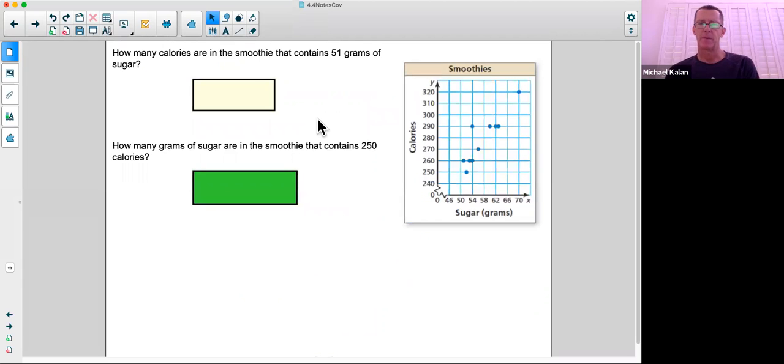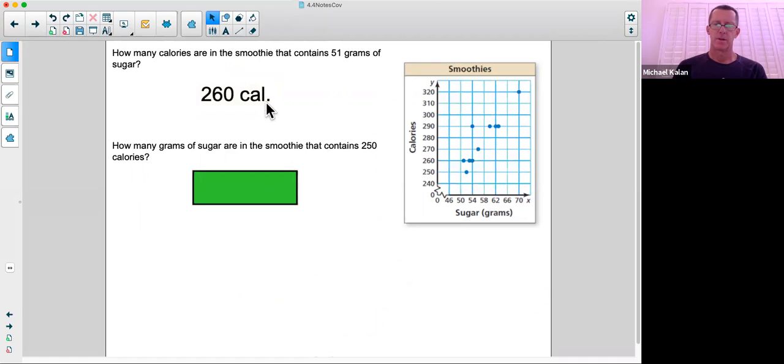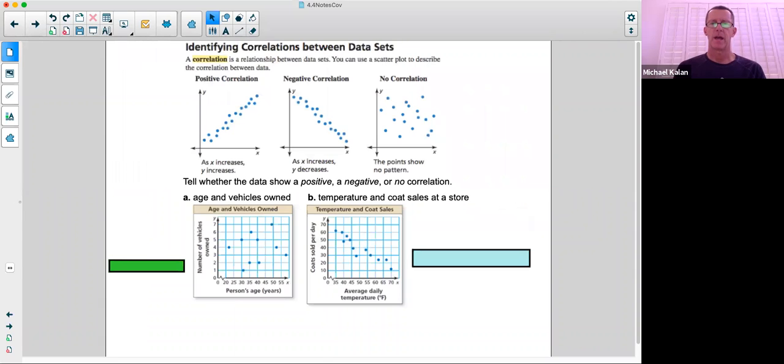Okay, so here it is again. Another question. How many calories are in the smoothie that contains 51 grams of sugar? You said 260. And how many grams of sugar in the smoothie contains 250 calories? Very good. Yes, 250. That's that one there. That's about 52.